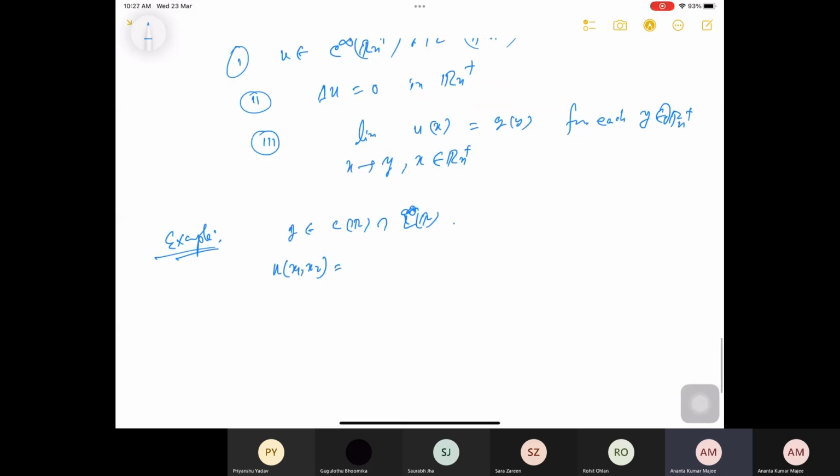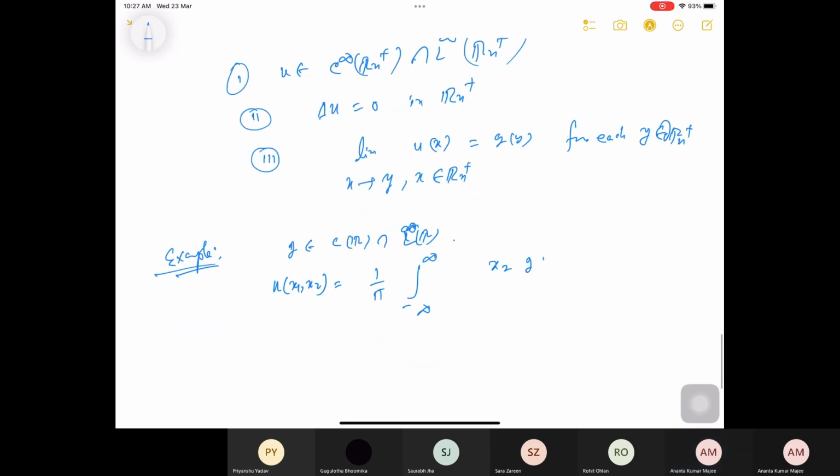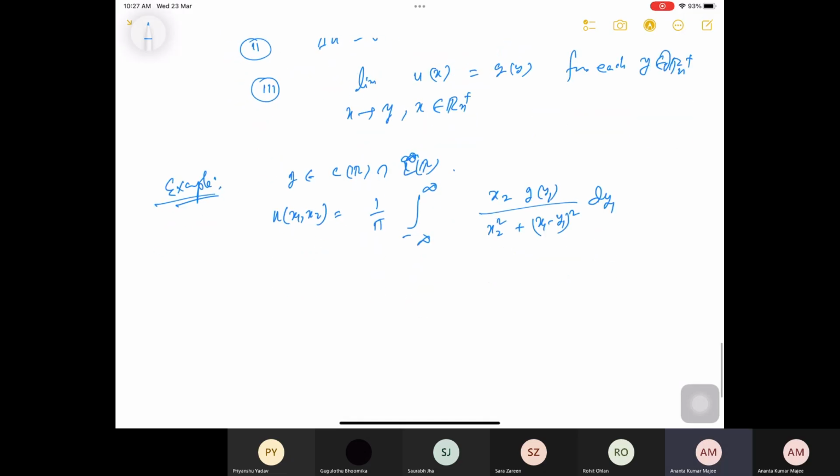So from there, what I can write down is 1 by pi, because alpha of n is the measure of the unit ball, in this case the unit circle. So this is pi r squared, that means pi, and then the 2 gets canceled out. And then I have the integral from minus infinity to plus infinity of x2 times g(y1) over x2 squared plus (x1 minus y1) squared, d y1. This is the expression for the solution, and now this solves the Dirichlet problem.